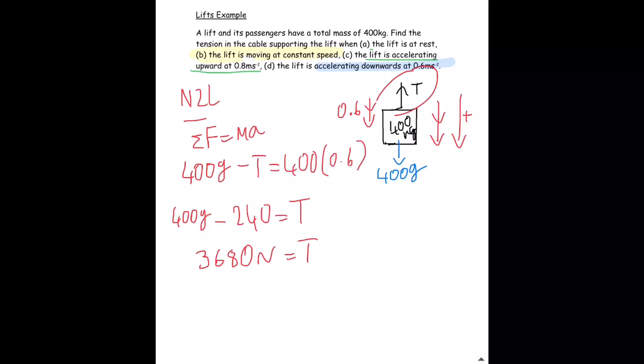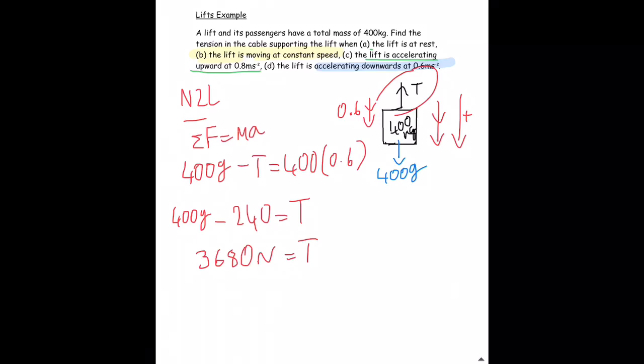And again, if you think about it, if you're lowering something down, that's what's happening here, you're accelerating it downwards, then again it feels a bit lighter on your arm than if you have to pick it up. And that's because you need less of a force holding it up there in order to do that.